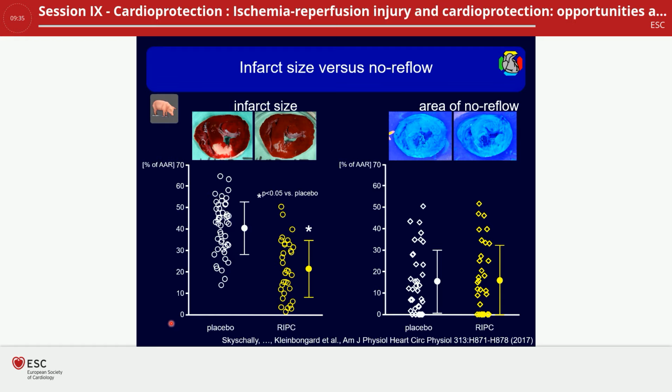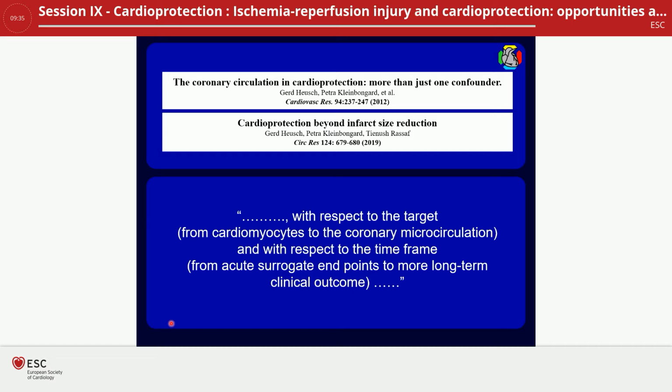So keep that in mind. We have to look at different endpoints. And I've emphasized that in a number of recent articles. I originally mentioned already 7 years ago we should look at the coronary circulation. And with an editorial to another study that just appeared a few weeks earlier, I mentioned again, we have to be aware that infarct size is a surrogate. It's a short-term surrogate, and it's certainly not the only parameter that impacts on patients' prognosis and clinical outcome.